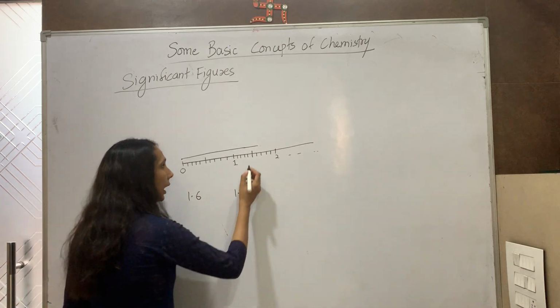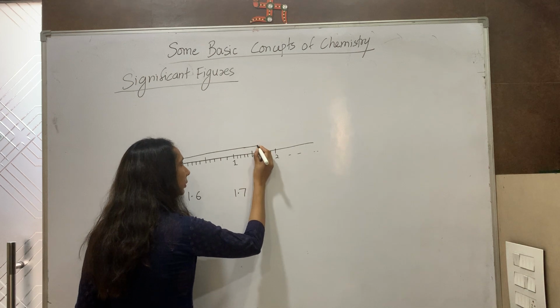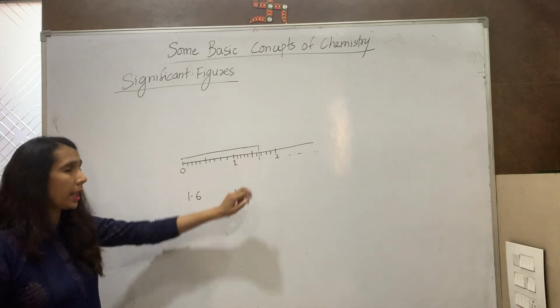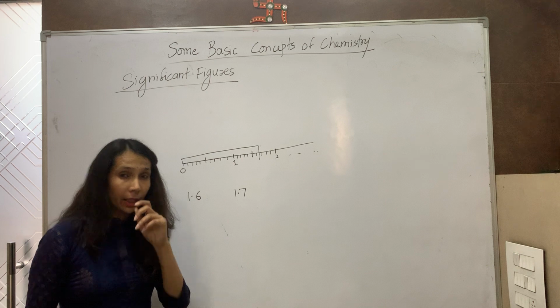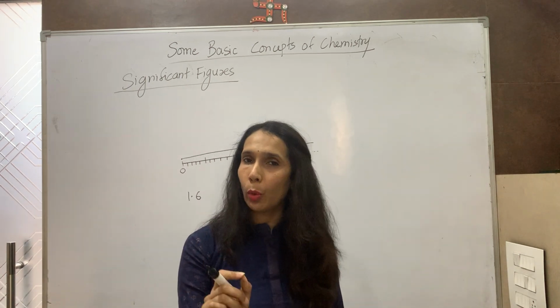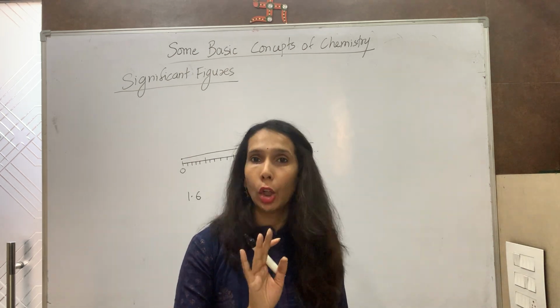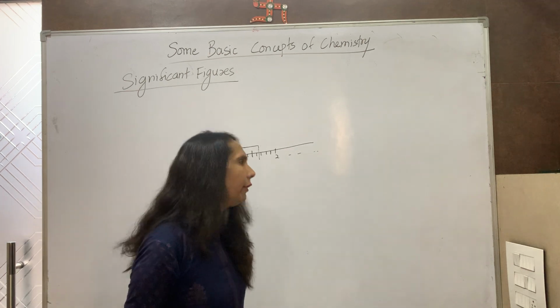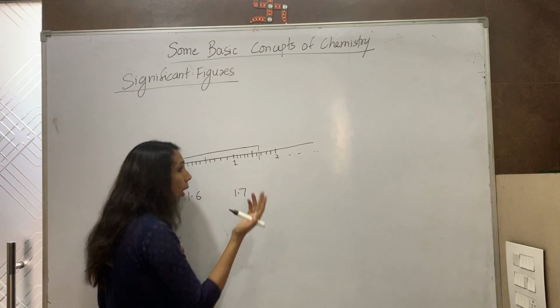Let us see. I drop a perpendicular here. You can see where the line is cutting. It is between 1.6 and 1.7. But in your scale, are there divisions less than 0.1 centimeter present, or we can say less than 1 millimeter? Are there any divisions? No. So can I exactly find out it is 1.65, 1.64, 1.66, what it is?